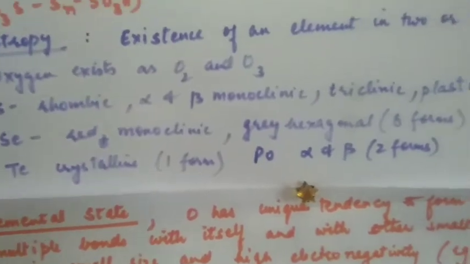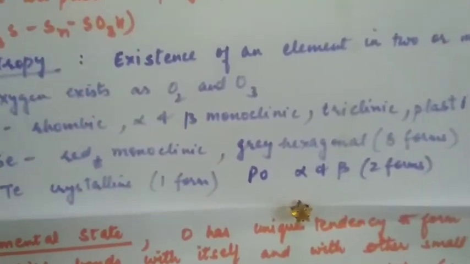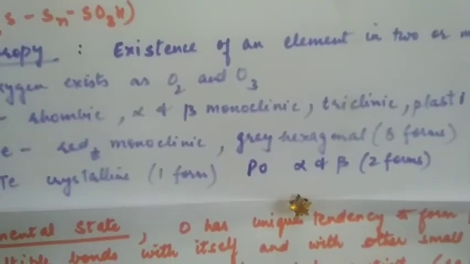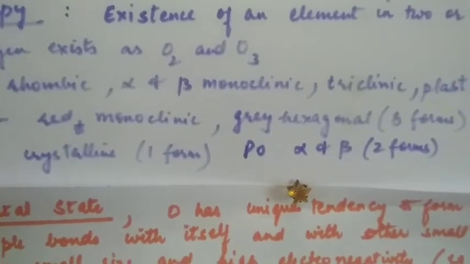Tellurium is found in crystalline form. Polonium exists in alpha and beta, 2 forms.